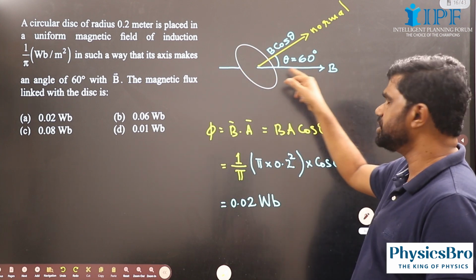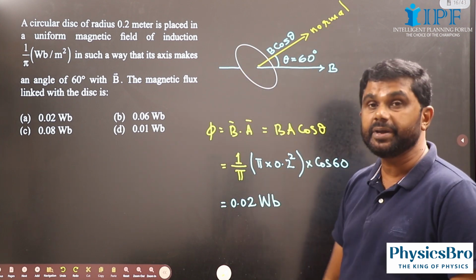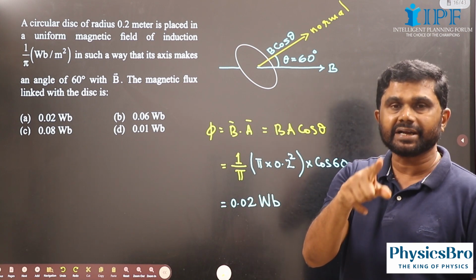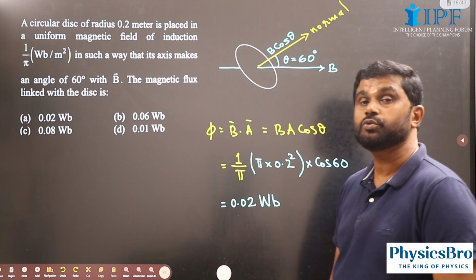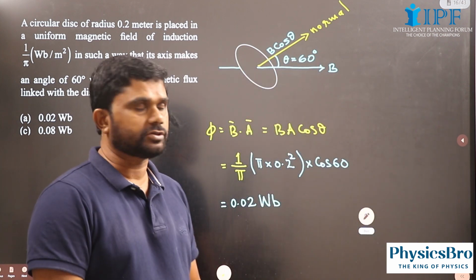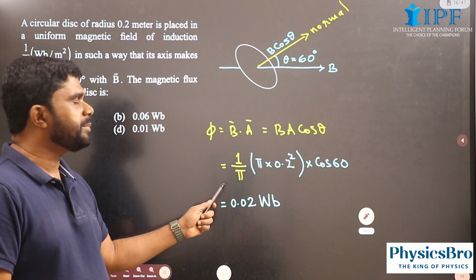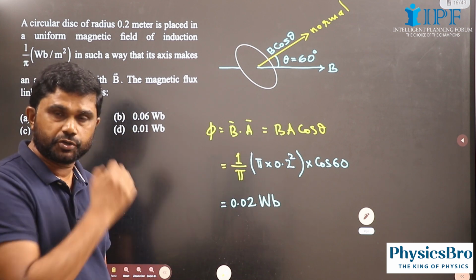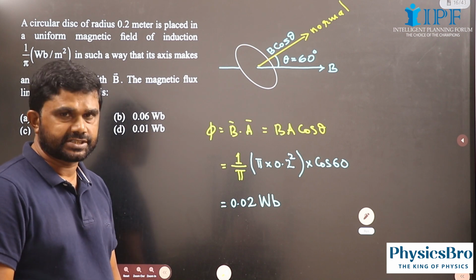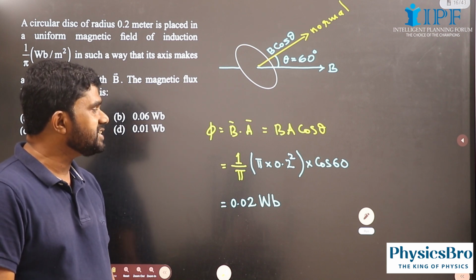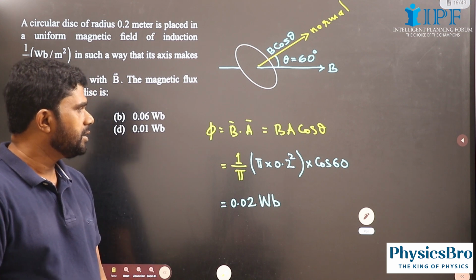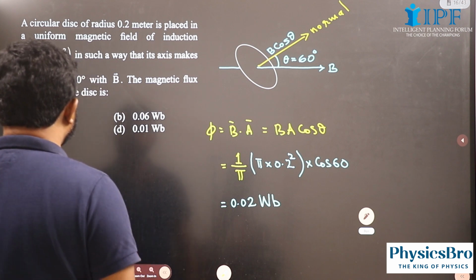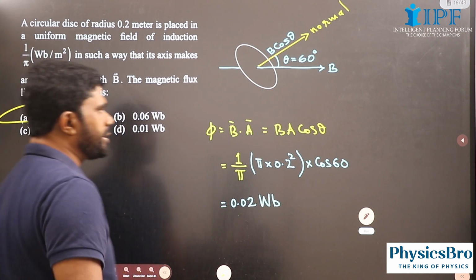Magnetic field along this direction is B. Along the normal, it will be B cos theta, and theta is given as 60 degree. So through unit area, the magnetic flux is B cos theta, and through an area A, it will be BA cos theta. B is 1 by pi, area is pi r square, that is pi into 0.2 square, radius is 0.2, and cos theta is cos 60. Cos 60 is 1 by 2, so it will be 0.02 Weber.